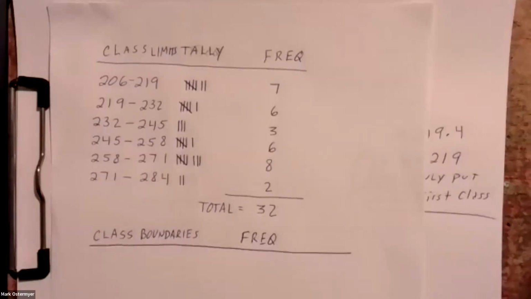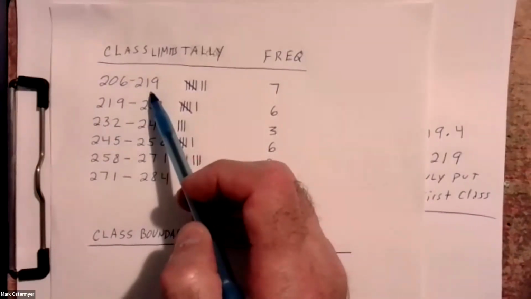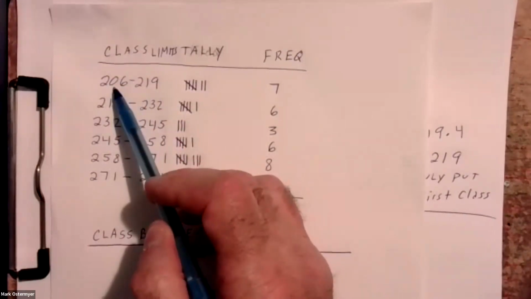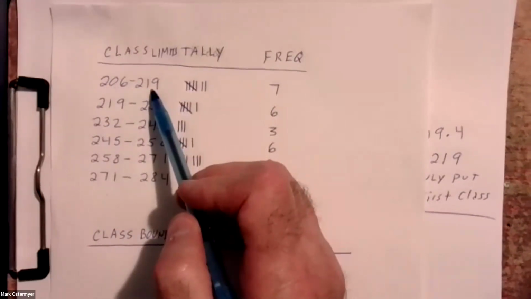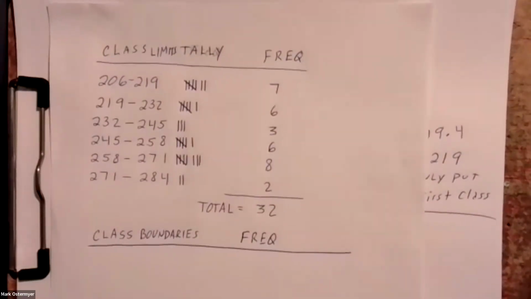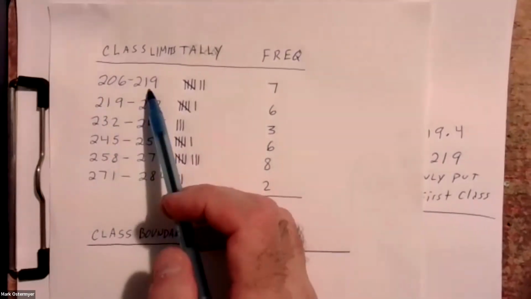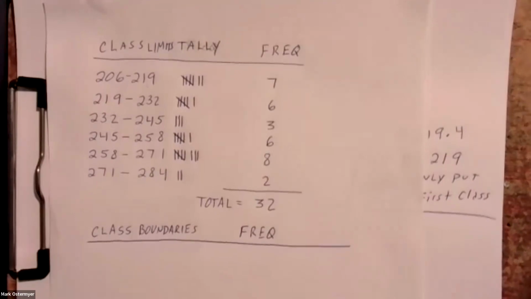So for boundaries, you're basically doing what she said. That's the difference between limits and boundaries. Remember what boundaries were? Boundaries are always a half subtracted off or a half added on. So what's going to be the lower boundary here? 205.5. And the upper boundary is going to be 219.5. Remember, class boundaries are always a half. That's going to be your class boundaries for the first class, 205.5 to 219.5. And then you do the other ones the same way. All right, go ahead and do that.